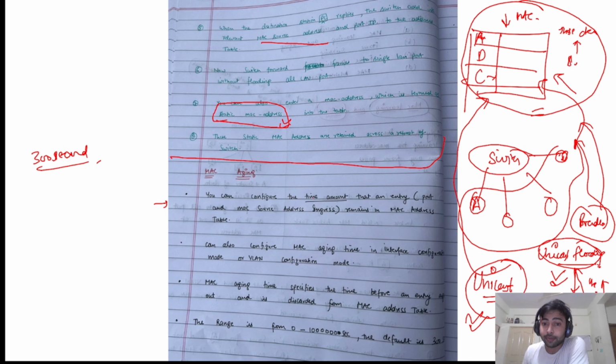You can configure the amount of time that an entry remains in the MAC address table. I told you this, right? You can also configure the MAC aging time in interface or VLAN configuration mode. We can do it in VLAN configuration mode or interface mode. MAC aging time specifies the time before an entry ages out and is discarded from the MAC address table. So it's the amount of time for which an entry stays before it ages out or is discarded from the MAC address table. The explicit range is from 0 to 1 crore seconds, and the default is 300 seconds.